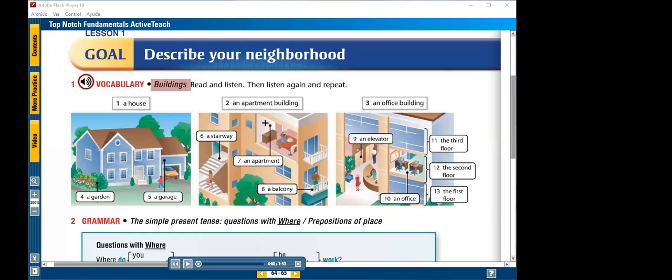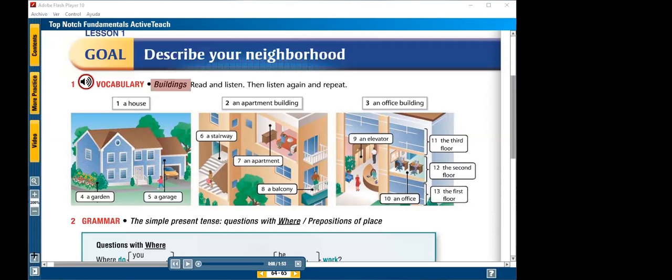So listen. 1, a house. 2, an apartment building. 3, an office building. 4, a garden. 5, a garage. 6, a stairway. 7, an apartment. 8, a balcony. 9, an elevator. 10, an office. 11, the third floor. 12, the second floor. 13, the first floor. Okay?